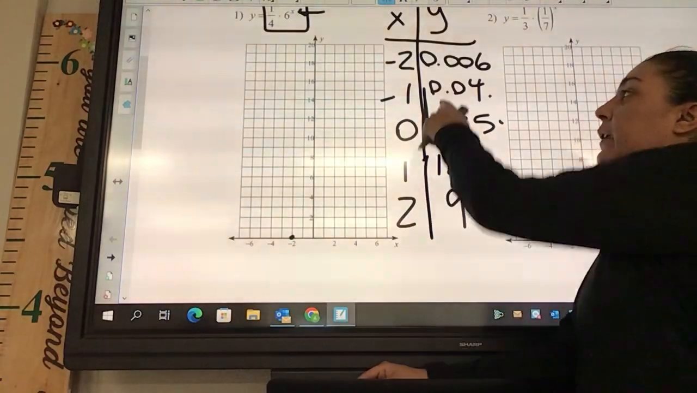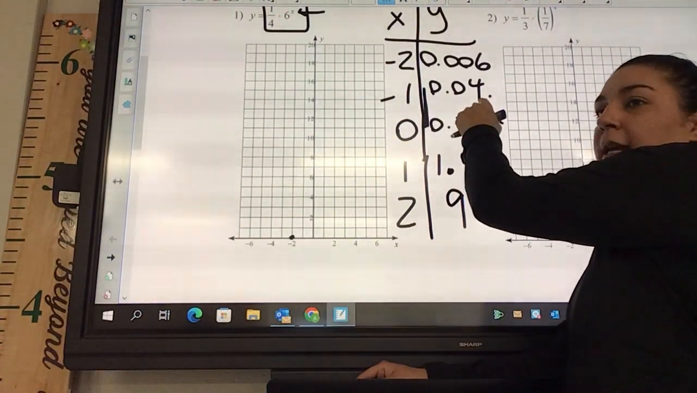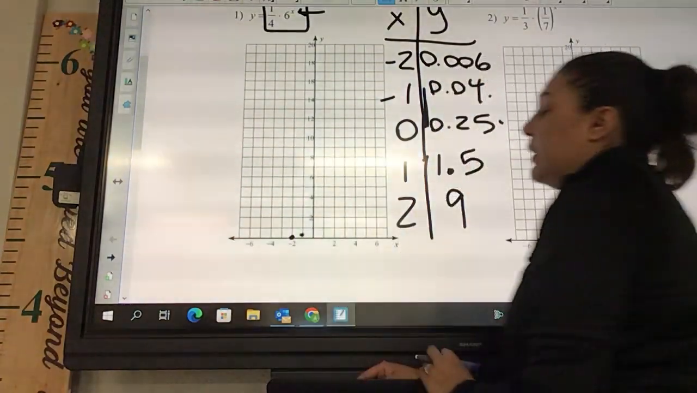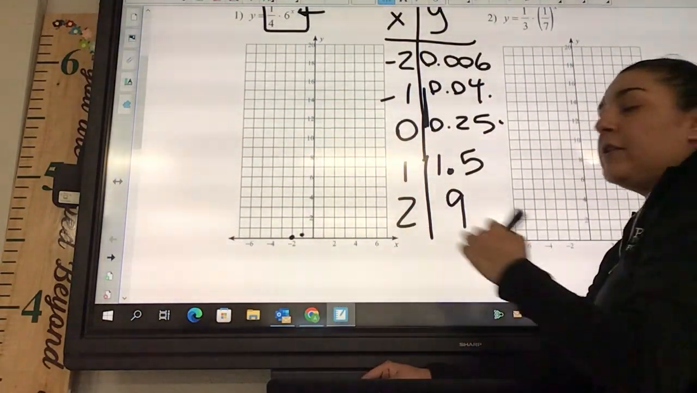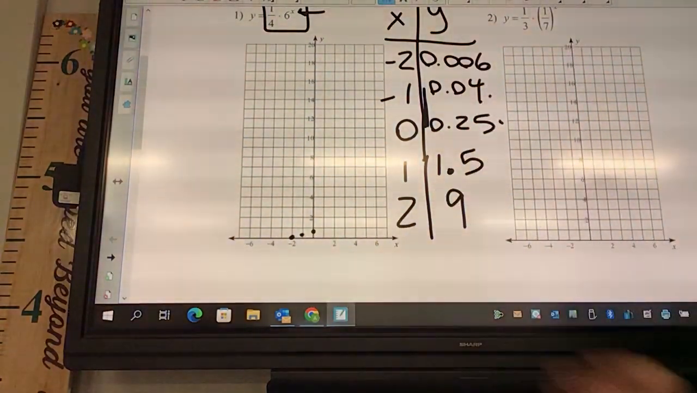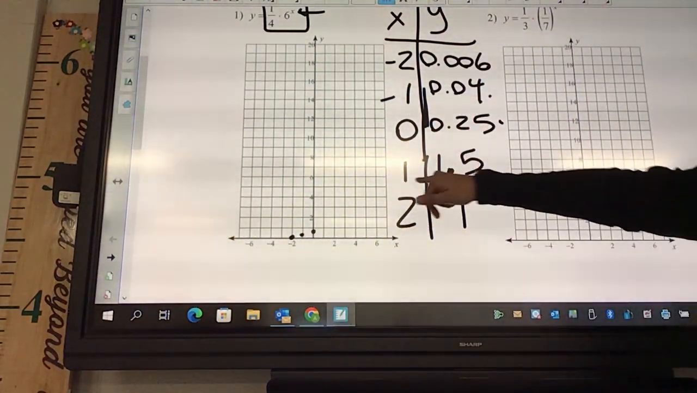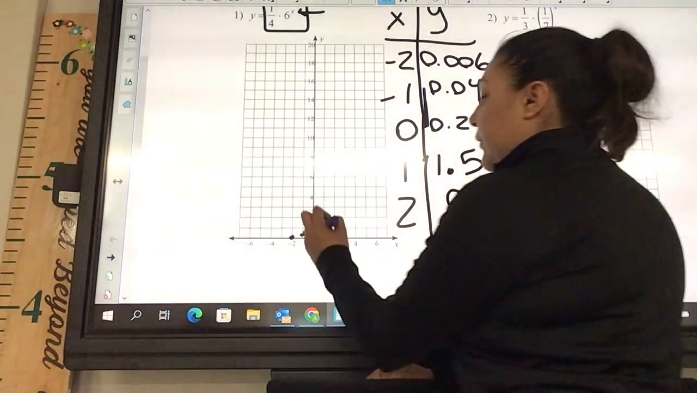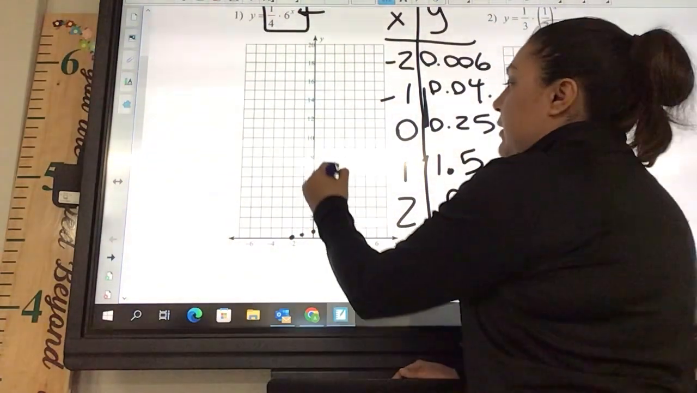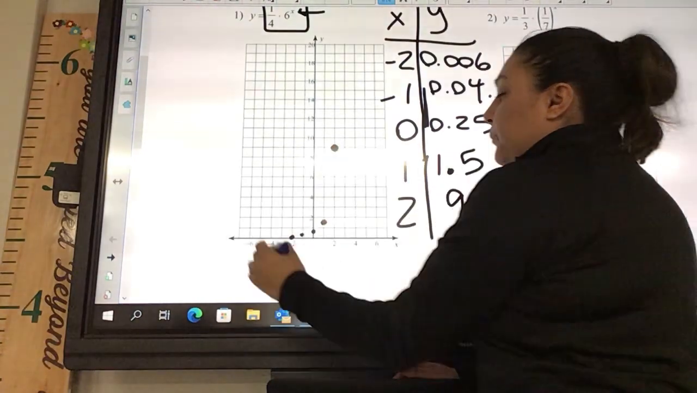Okay, and then the next one, it goes up, but it only goes up by a tiny little bit, okay? So just make sure it's up above that one a tiny little bit. And then still, it only goes up a tiny little bit. Okay, and then your last two, you can always definitely plot. So I'm at 1.5, which I can definitely plot. And then 2 and 9, you can definitely plot, okay?